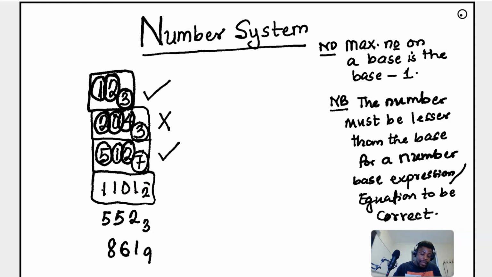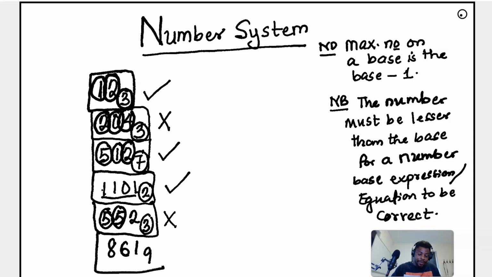1101. The base is 2. All these numbers here are less than 2. So the question is correct. The expression is correct. The base is 3 here. 2 is less than 3. The expression is still correct. But 5 is greater than 3, which makes the expression wrong. Now, I will give you 3 seconds to tell me if the expression is correct for the last one. Okay, tell me now. Yes, you are correct. So the expression is what?